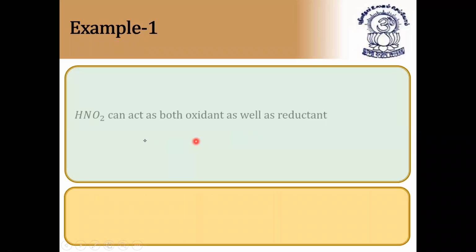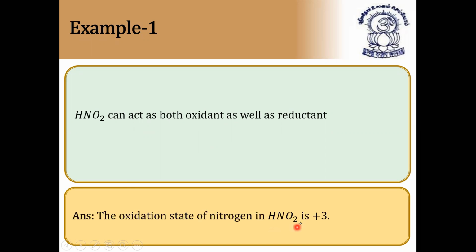Next, example one. HNO2 acts as both oxidant as well as reductant. Explain. The oxidation state of nitrogen in HNO2 is +3, so that's why it can act as an oxidant as well as reductant. Because nitrogen in a higher oxidation state can act as an oxidant, and HNO2 is also acting as a reductant because of the presence of hydrogen. Next question.